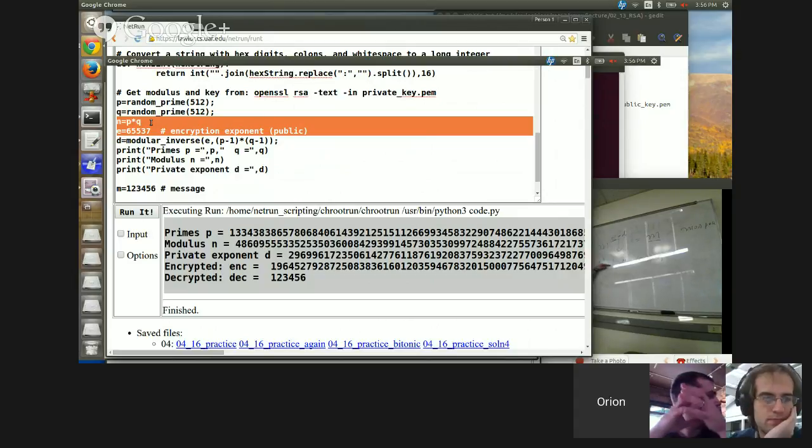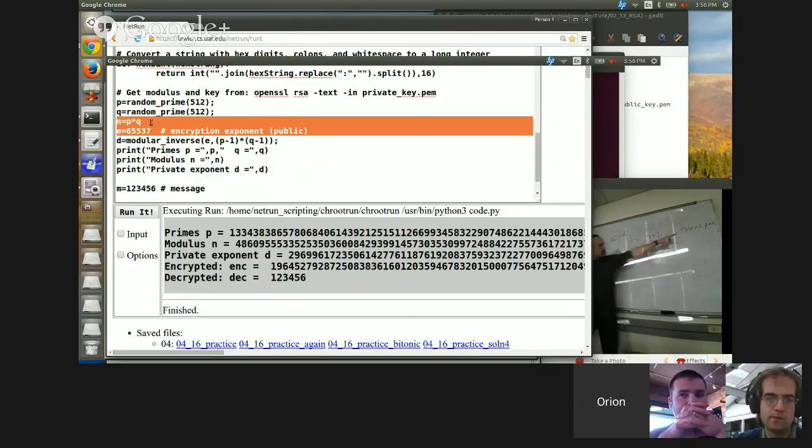Why does this make this happen? We're not operating mod p minus 1, q minus 1. We're operating mod n.